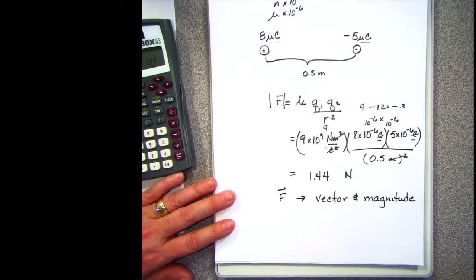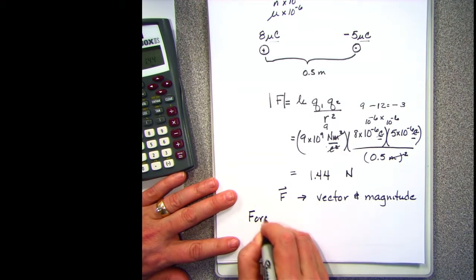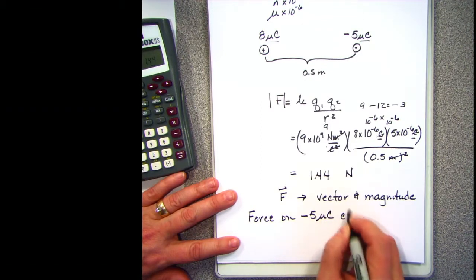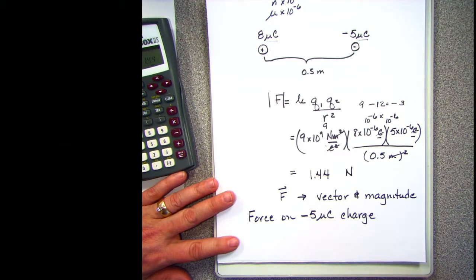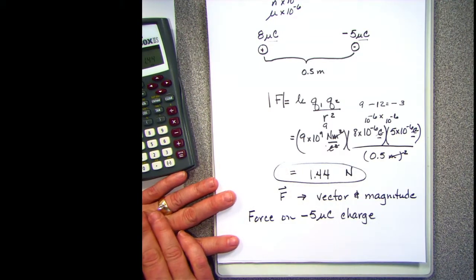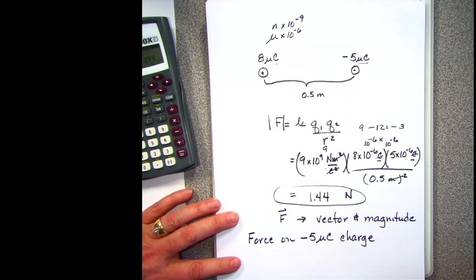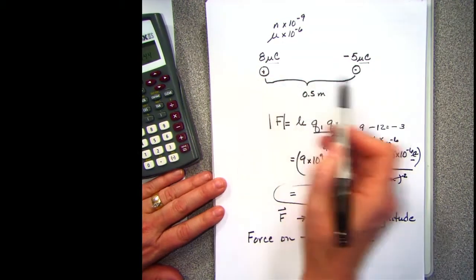So it's going to depend on how WebAssign asks for the problem. WebAssign may say, what's the force on the -5 microcoulomb charge? If I want to know the force on the -5 microcoulomb charge, we know that the magnitude is 1.44. But now I have to look at my picture in order to figure out which direction the force is. These are opposite charges.